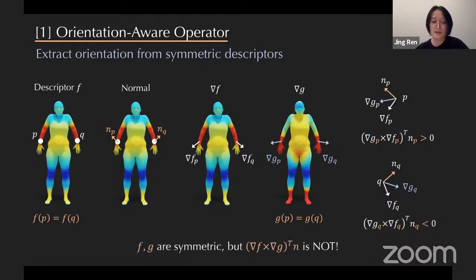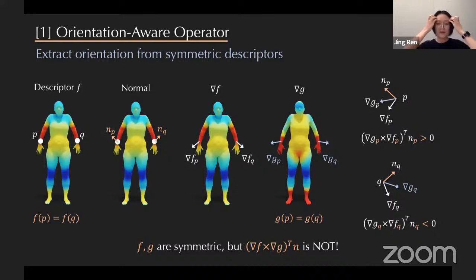So we can see that even if the input descriptors f and g are symmetric and cannot disambiguate vertex P and vertex Q, and give exactly the same value at these two vertices, we can still introduce some extrinsic information by using the normal vectors and taking the gradient of the two descriptors. So in this way, we can construct a new descriptor. This new descriptor is not symmetric. It tells us the left is different from the right. So in this way, we can encode the orientation. We can extract non-symmetric information from symmetric descriptors.